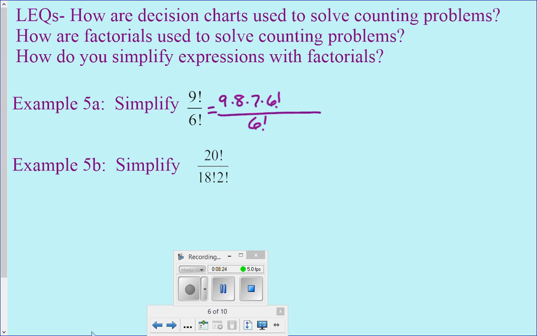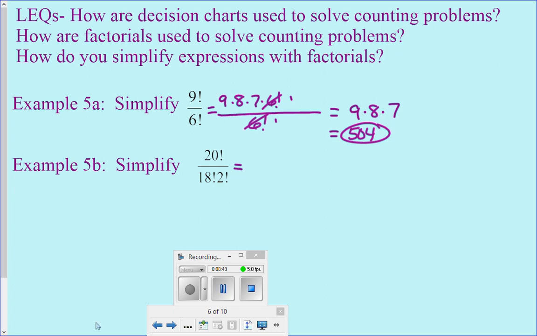Now, the reason that's helpful is because now I have a common factor here that I can factor out. When we factor out, we're left with 1s. So now I can very easily simplify 9 factorial divided by 6 factorial into 9 times 8 times 7, and then multiply that out. 9 times 8 times 7 is 504. So that's how I want you to do those. So let's try this one.